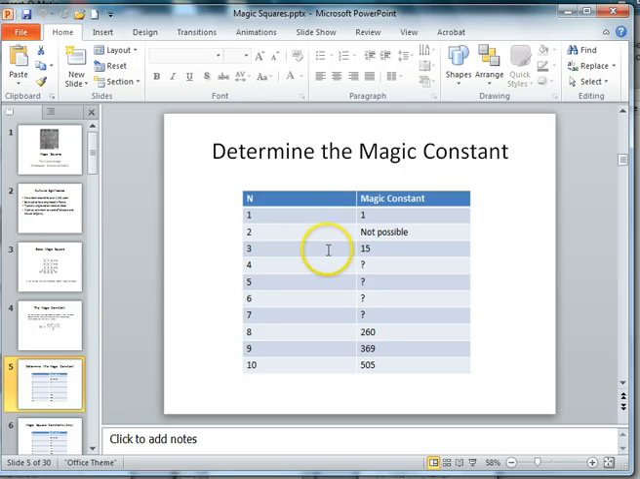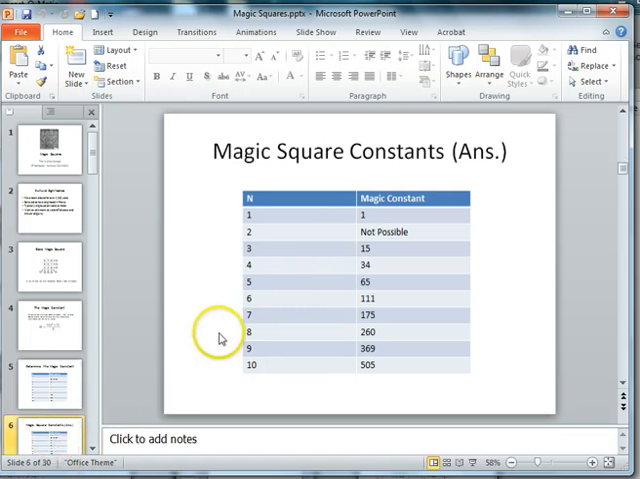3 has the magic number 15. And then for 4, 5, and 6, I would let my day students figure out what the magic number was themselves. But for you, I'm just going to go ahead and let you know that 4 is 34, 5 is 65, 6 is 111, and as you go up, the magic number increases.